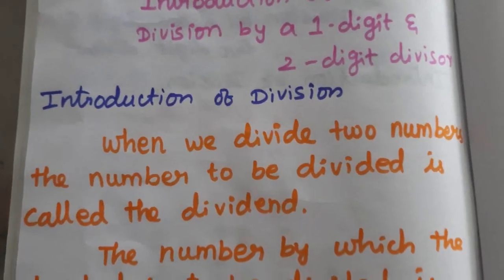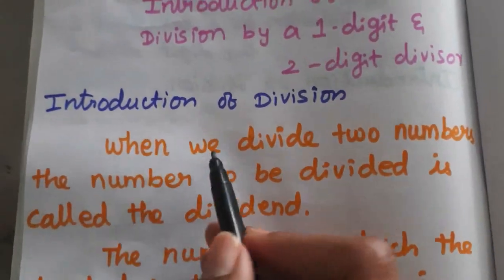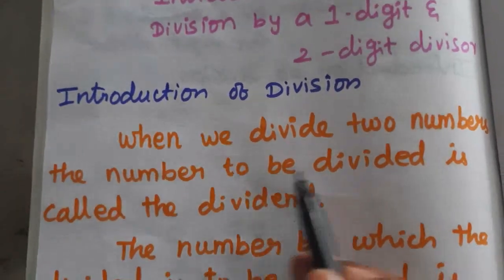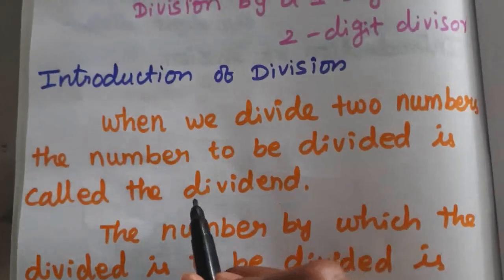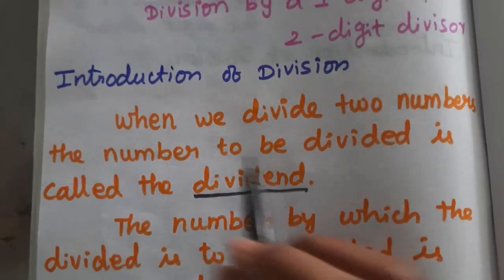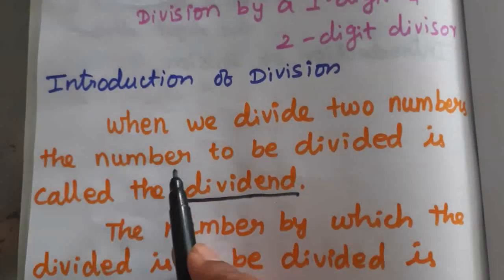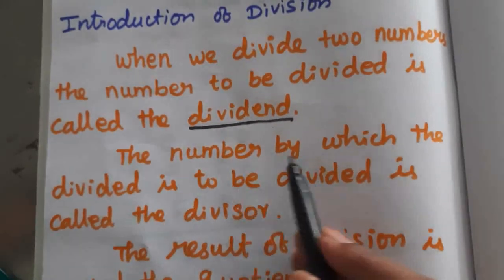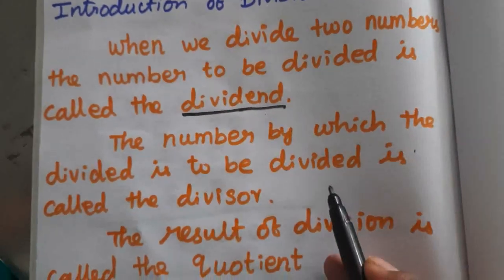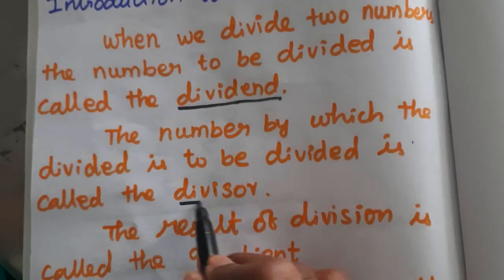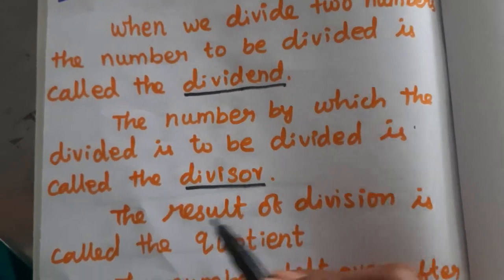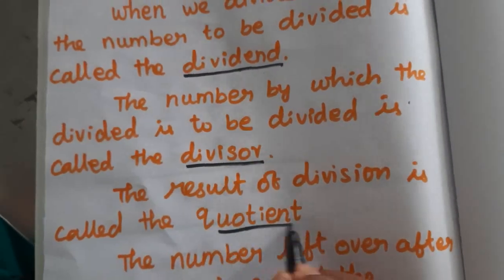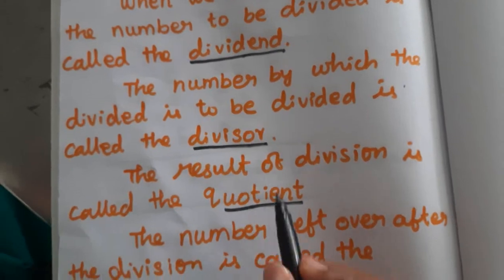So now we see the introduction of division. Listen, when we divide two numbers, the number to be divided is called the dividend. Next, the number by which the dividend is to be divided is called the divisor. What is it? Divisor. Next, the result of the division is called the quotient.